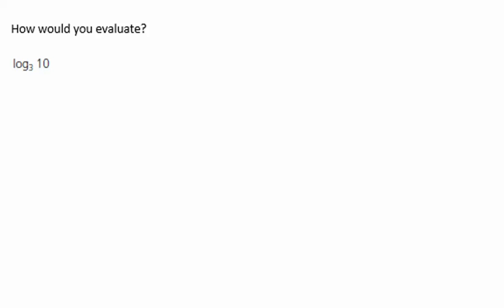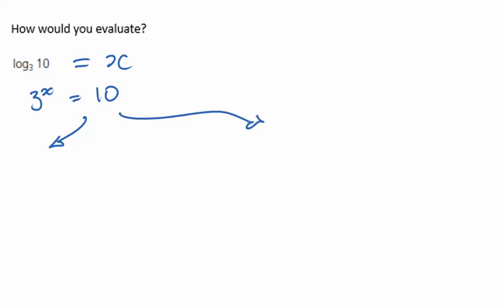Okay, so the first thing is to consider this logarithm as an index. We should be comfortable now with changing a logarithm to an index. So log of 10 base 3 is equal to x can be rewritten as 3 to the power of x is equal to 10. Now that's an equation, so I'm going to take logs of both sides. I can choose whatever logs I like. In fact, let's do this twice, once using one log base and another time using a different log base.